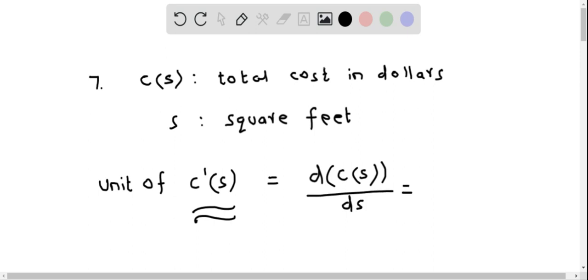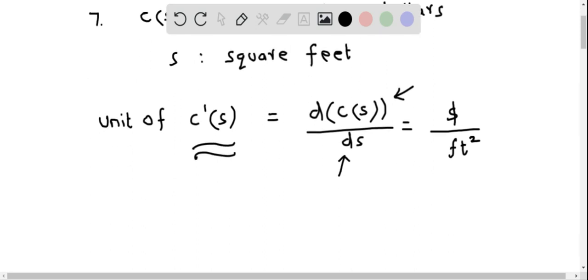So it's basically the unit of the numerator, that is the unit of cost function is dollars, and the unit of the denominator, which is the S, is in square feet. So I can put this as feet square. So therefore we say that the unit of C prime of S is dollars per feet square, or we can write this as dollars per square feet.